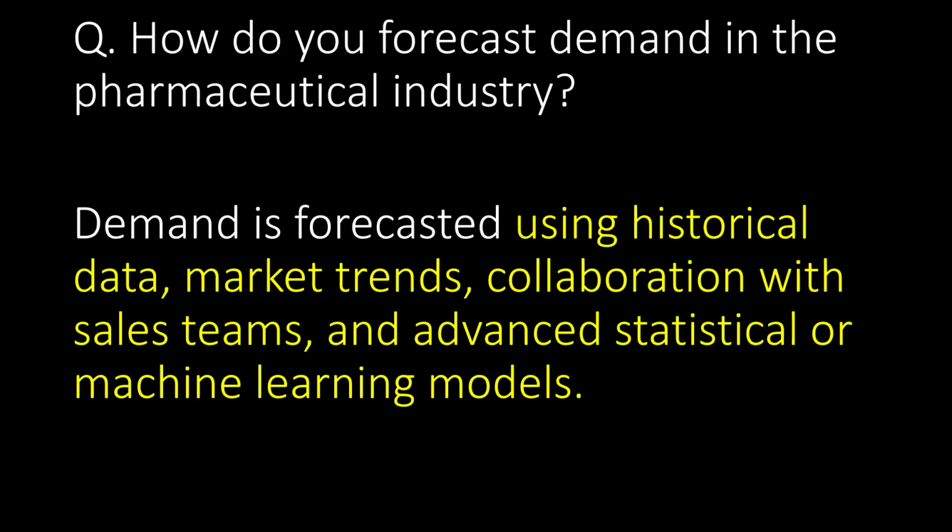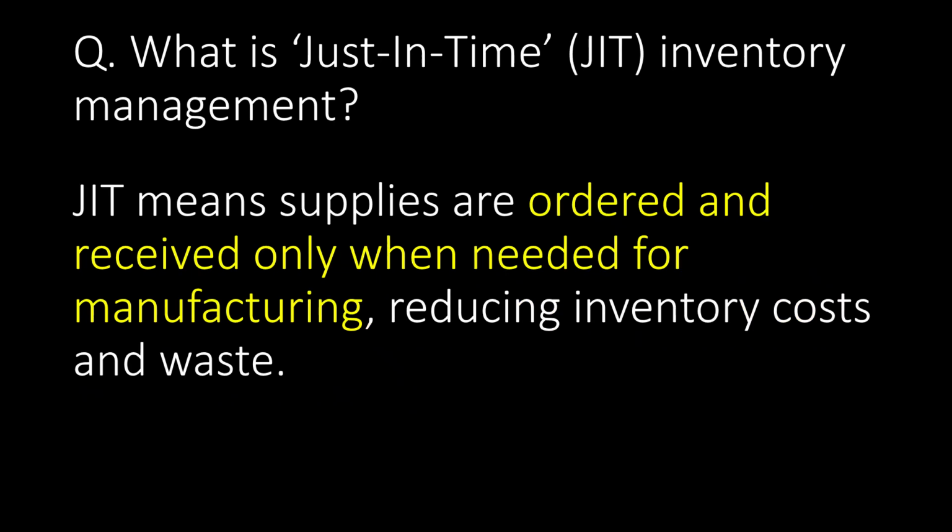How do you forecast demand in the pharmaceutical industry? Demand is forecasted using historical data, market trends, collaboration with sales team, and advanced statistical or machine learning models. What is just in time or JIT inventory management? JIT means supplies are ordered and received only when needed for manufacturing, reducing inventory cost and waste.